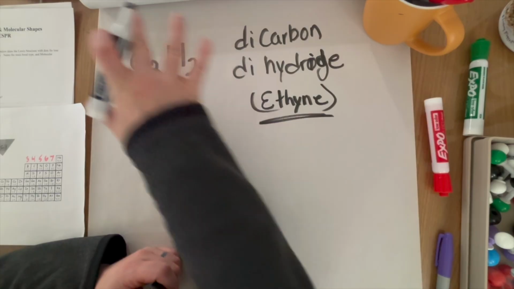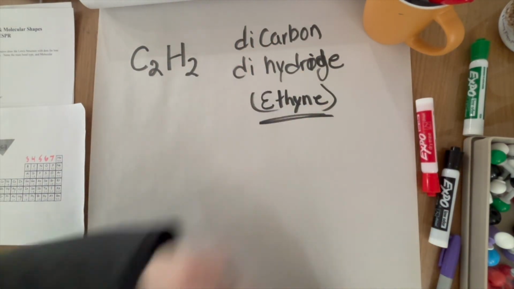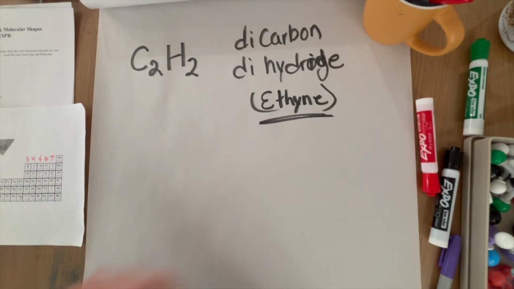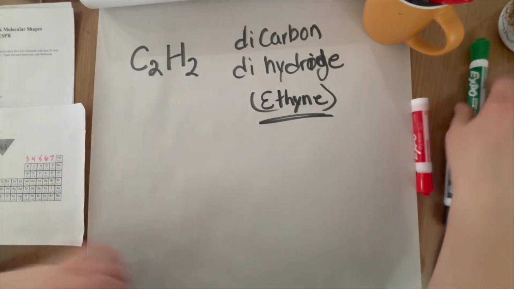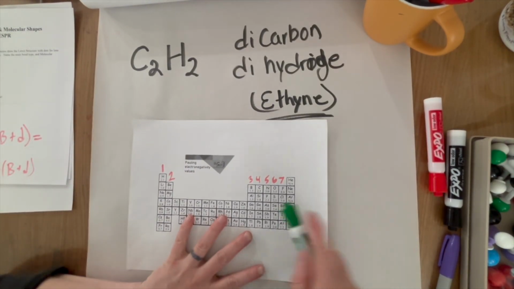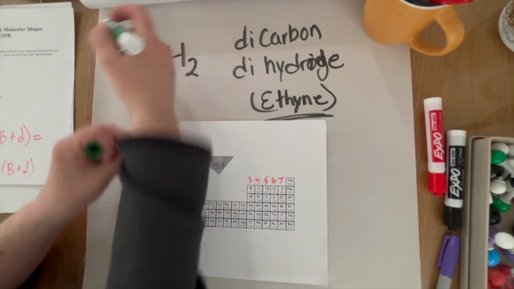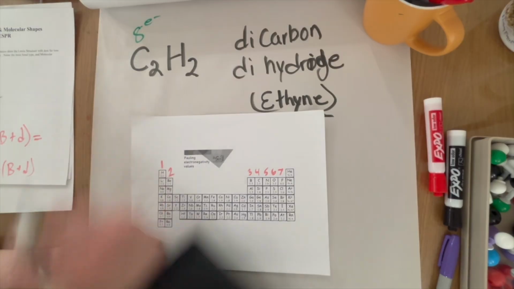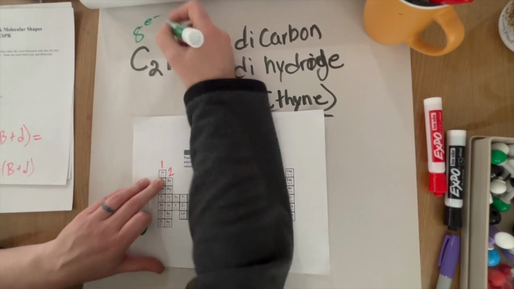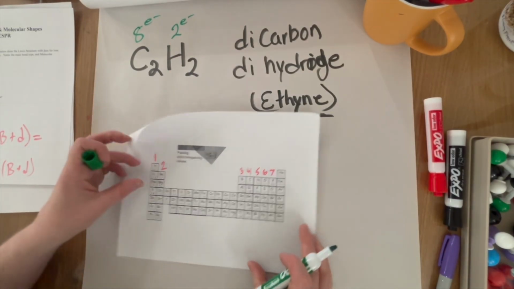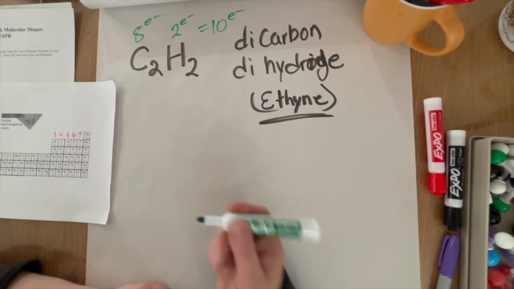But so you know, it is something that you will see for sure if you move on into the organic chemistry side of things. All right, but to look at this, we need to know the electron numbers, of course. Carbon has 4 electrons. There's 2 of them, so we're going to have a total of 8 electrons from that. And then our hydrogens each have 1, and we have 2 hydrogens, so 2 electrons. Okay, so 10 total electrons in this molecule.